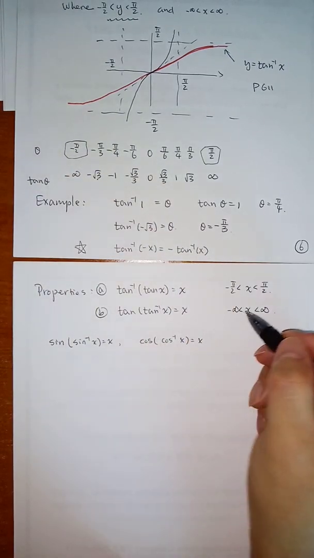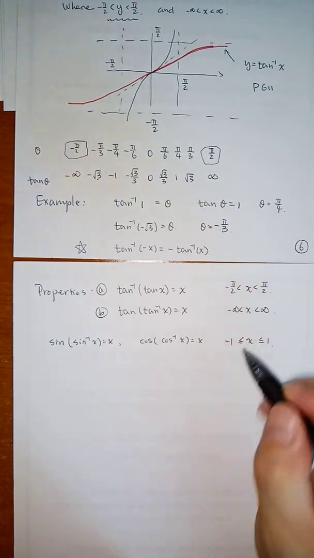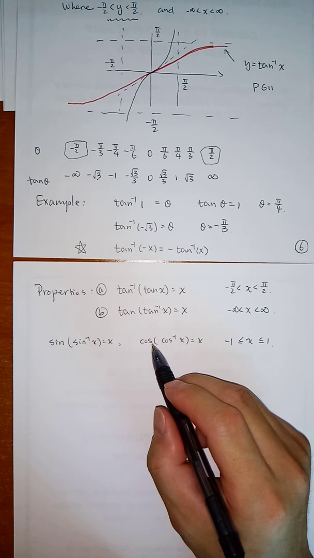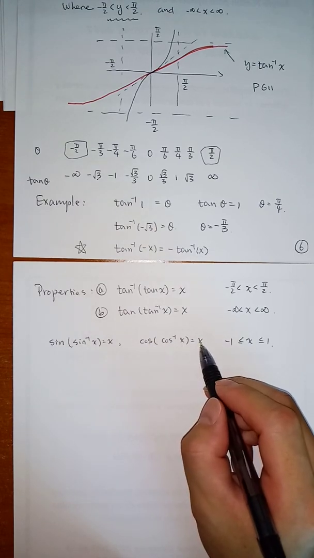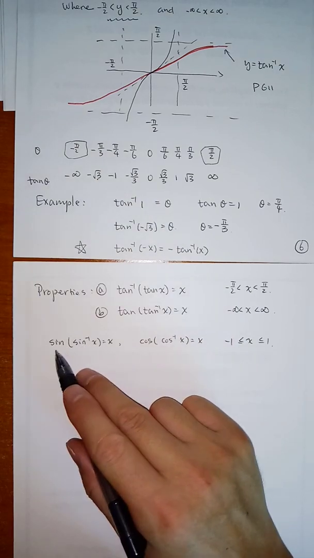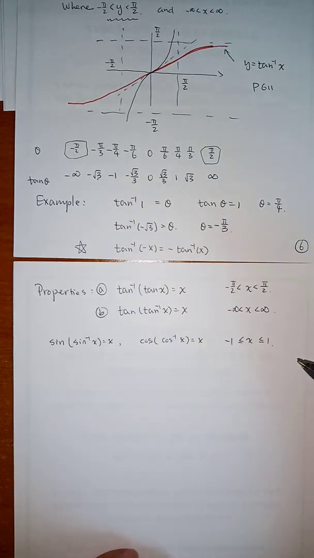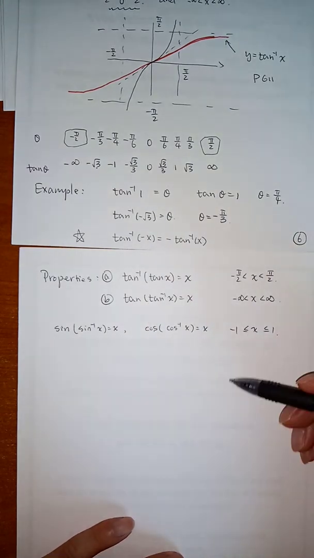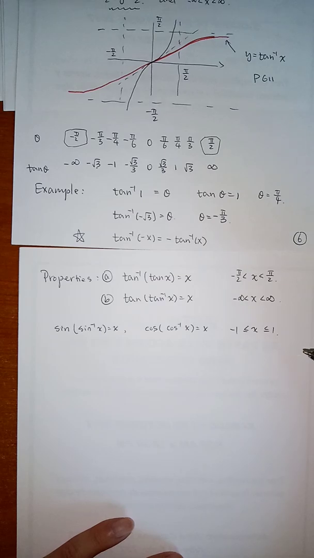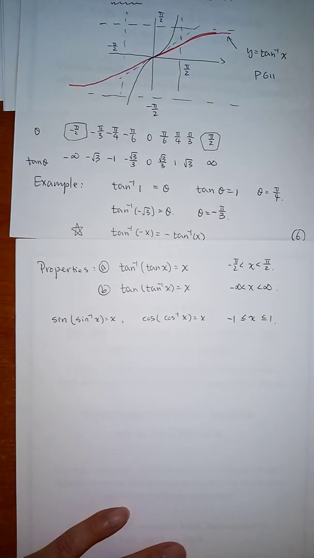For these similar corresponding properties, x is between negative and positive 1, because x is in the range of cosine. You see here, cosine of something is equal to x. X is in the range of cosine. X is in the range of sine. So x can only be between negative 1 and positive 1. Any number outside of that will be undefined. But for tangent, x is in the range of tangent. Tangent has a range negative infinity to positive infinity. No limit.